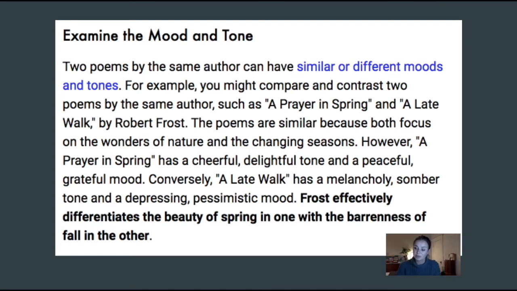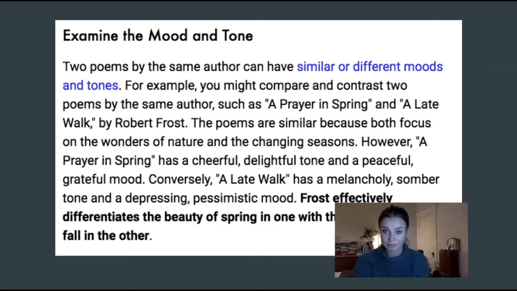The poems are similar because both focus on the wonders of nature and the changing seasons. However, A Prayer in Spring has a cheerful, delightful tone and a peaceful, grateful mood. Conversely, A Late Walk has a melancholy, somber tone and a depressing, pessimistic mood. Frost effectively differentiates the beauty of spring in one with the barrenness, emptiness, of fall in the other.